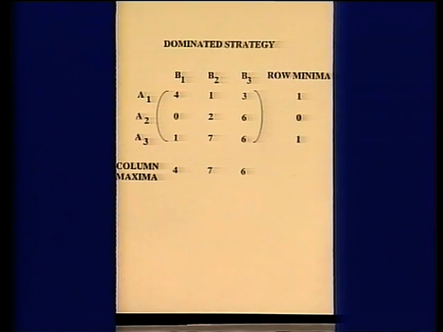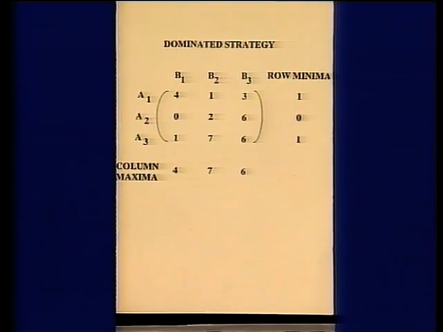If you look at the column maxima and the row minima, you can see that the previous method we had of minimum of the maxima and maximum of the minima will not work. Therefore, there is no unique solution. The players must mix one or more of their strategies in some random fashion.